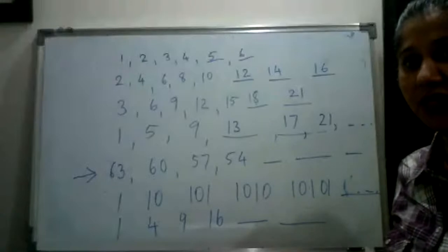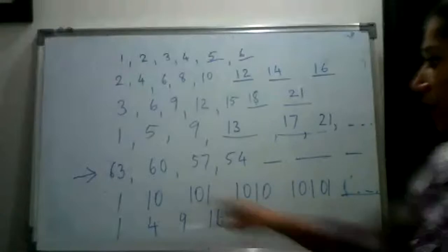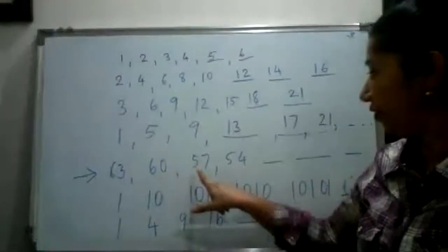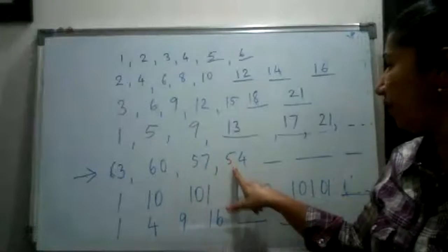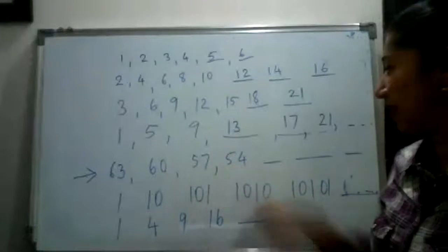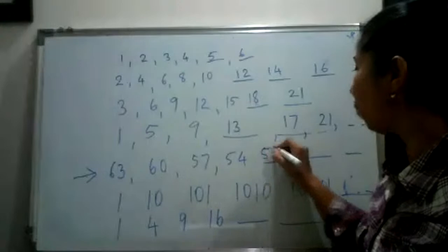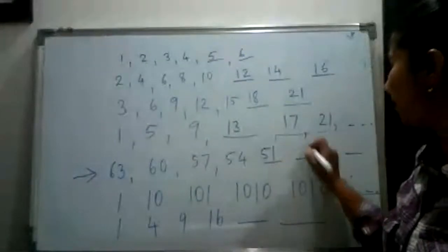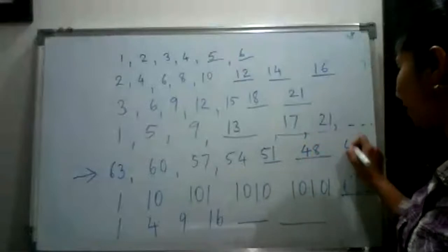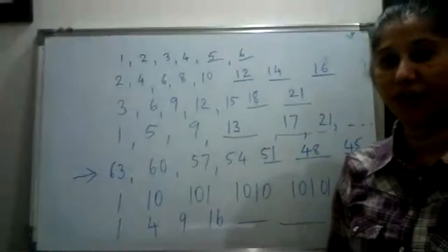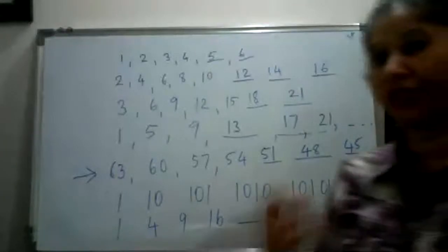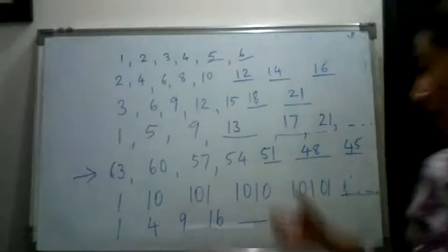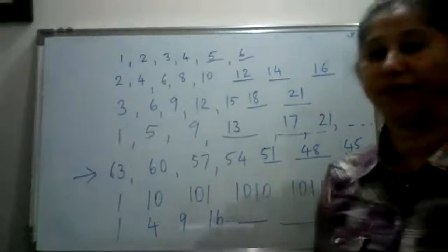Pay attention. Look at it: 63, 60, 57, 54. Yes, you're right. Next is 51. Yes, Pulkit is correct: 51, then 48, then 45. Very true. Pay attention to the concept. What are we doing? Think on that. Come on, could you guess the next one?